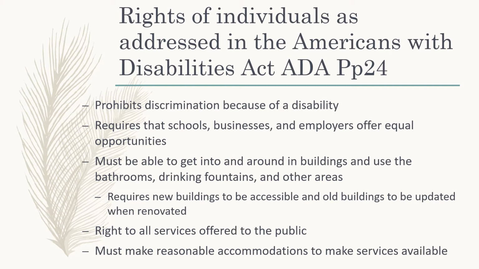Rights of individuals as addressed with the Americans with Disabilities Act, or the ADA. It's on page 24 of your textbook. It prohibits discrimination because of a disability. It requires that schools, businesses, or employers offer equal opportunities. People must be able to get into and around buildings and use bathrooms, drinking fountains, and other areas. It requires new buildings to be accessible and old buildings to be updated whenever they are renovated. And it gives the right to all services offered to the public. You must make reasonable accommodations to make these services available. Examples of accommodations are providing a large screen for a computer or allowing a service dog.